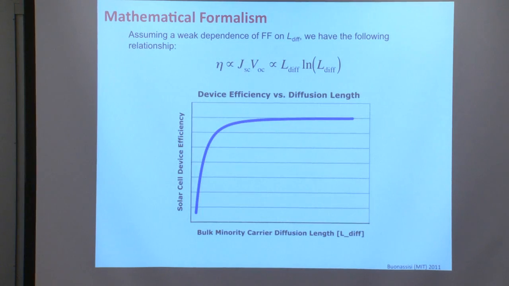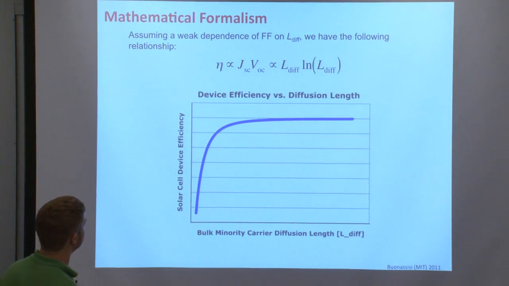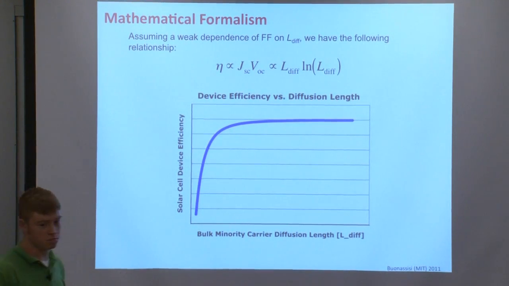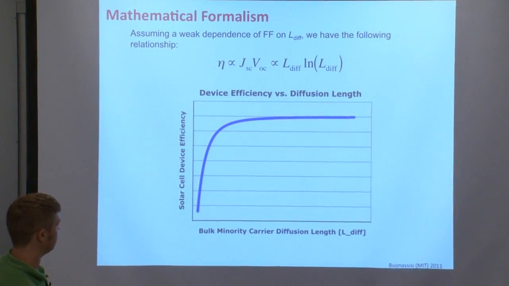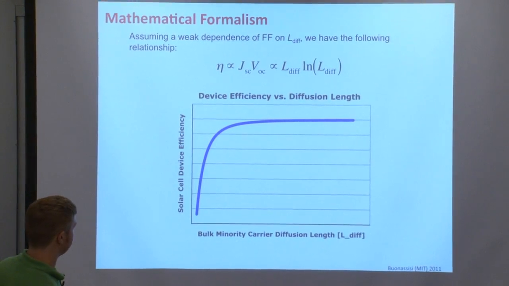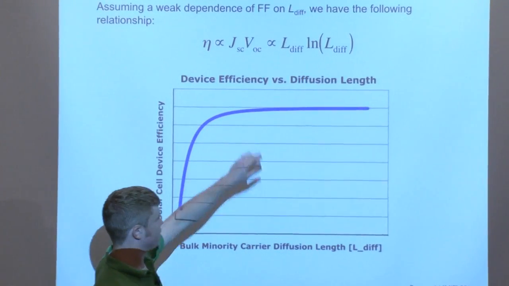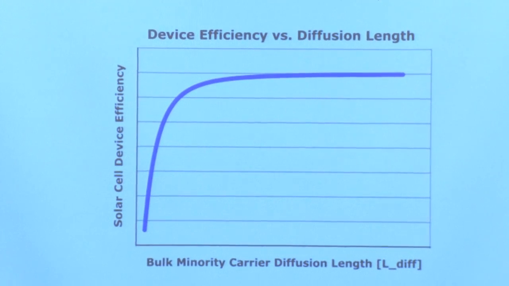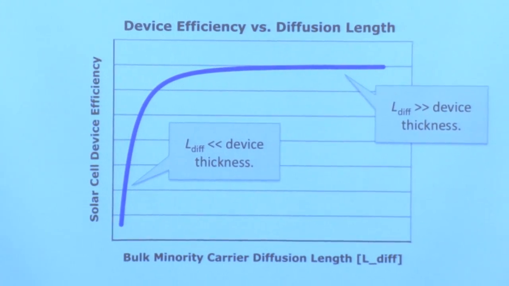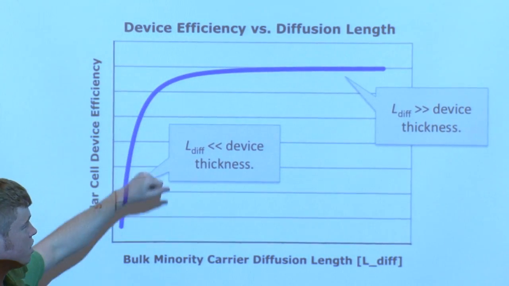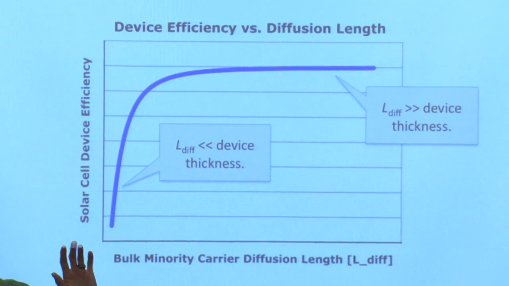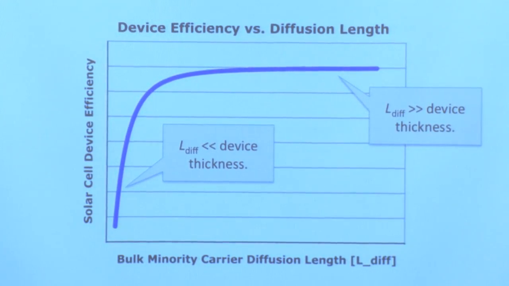And again, very, very simple analogy. We're assuming, again, that fill factor is not really affected by your diffusion length, and that your efficiency is proportional to the product of your JSC and your VOC, so your short circuit current and your open circuit voltage. And you can see as you go to longer diffusion lengths, there's this area of diminishing return. And again, there's two different regimes here. One is when your diffusion length is, again, much less than your device thickness. You can see that there's a huge increase in efficiency. But as your diffusion length gets well above your device thickness, that becomes less and less important.